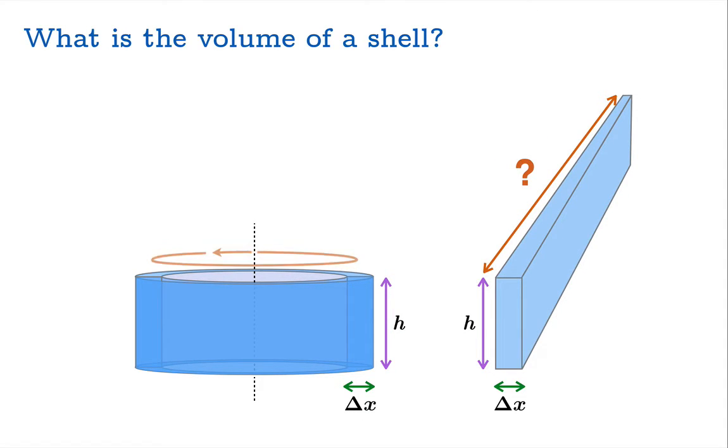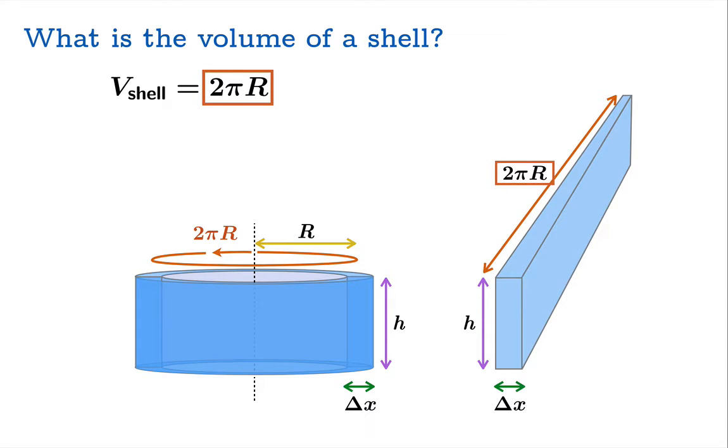Well, it's pretty clear in the picture that that dimension comes from the circumference over here of this shell. So if we give the radius a name, r, then the circumference is 2 pi r, and there's our missing dimension. So the volume of a shell should be 2 pi r times the height times the thickness, and there's our formula.